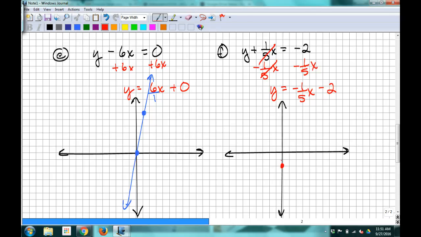Then what direction do I go? Down 1, right 5. I could do that again if I wanted to. And get a nice line that's falling toward the right, down and to the right. It's a negative slope. Not too bad. Pretty easy, right?